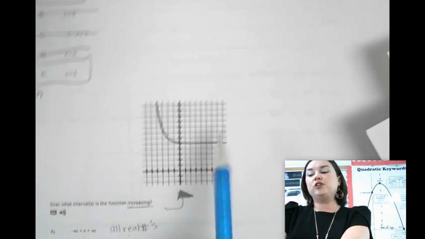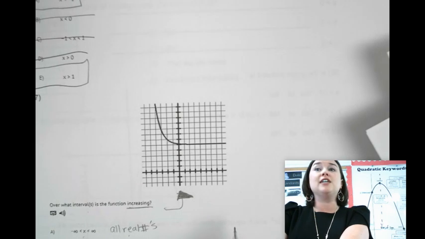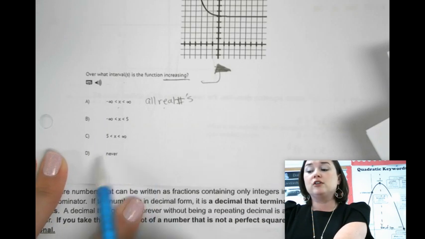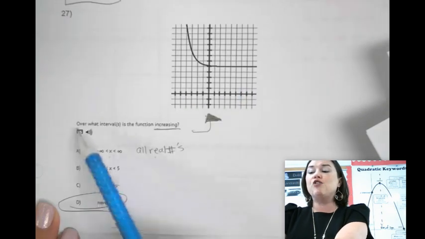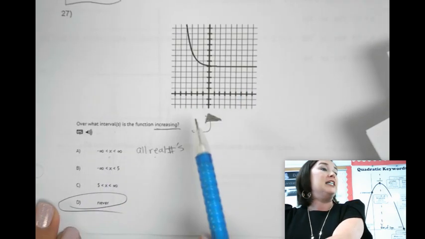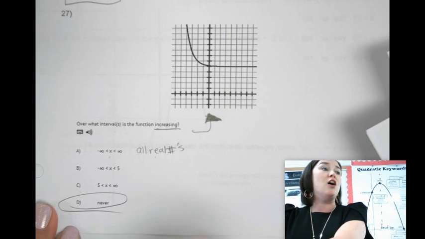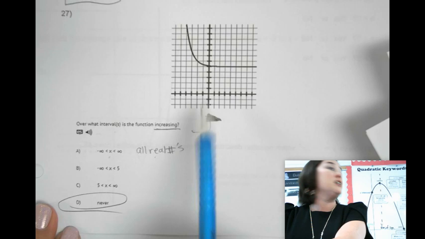When I look at the picture, where's this graph increasing? Nowhere. It's decreasing the entire time, right? So which one of those answers represents nowhere? Never. If it changed and the question was exactly the same, but it said over what intervals is the function decreasing, which answer choice would I select? A, because isn't it always decreasing? It's always going down. So A is what we pick if it had said decreasing, because it is always going down.